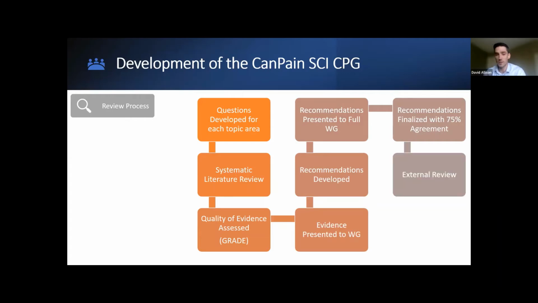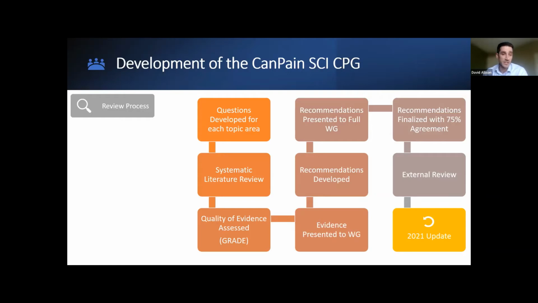And then the last step is to send the entire process for external review. So 3 external reviewers would assess the entire process, again looking for methodological rigor and transparency. And when that passes, then the guideline moves forward. So it's quite a rigorous process. And again, this was repeated for the 2021 update.